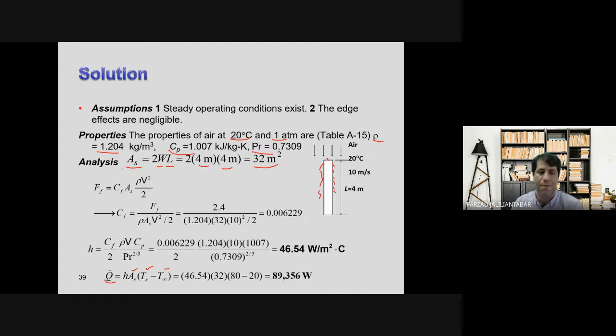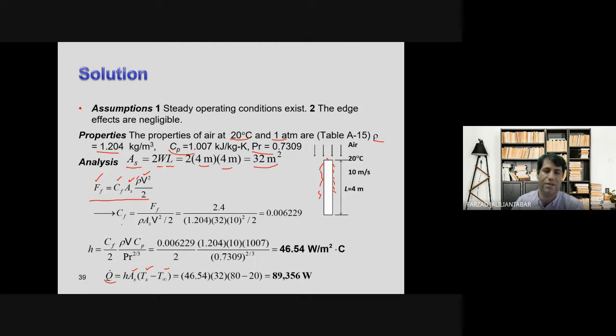How about H? Let's go to the information which is given. The drag force equation, if you remember, we had this equation for that, or friction force, you can call that, is equal to Cf As rho V power 2 divided by 2. V is the velocity given, density of the air we have already from the table. As we have calculated here. How about FF, even the friction force or drag force also is given. So what we can find by this equation is Cf.